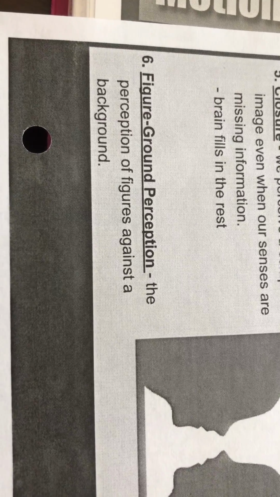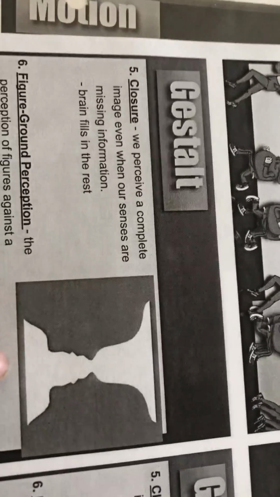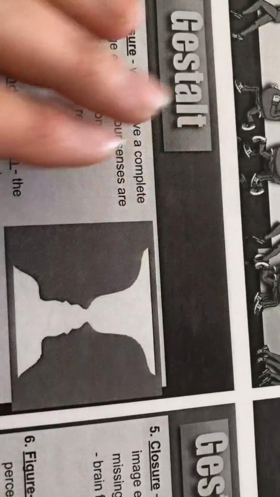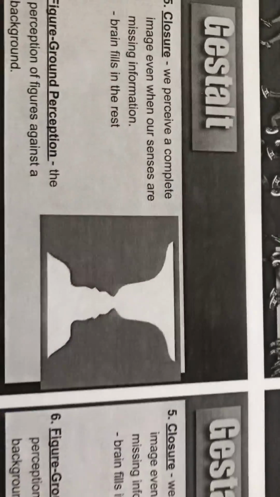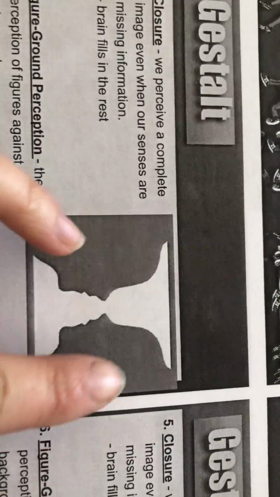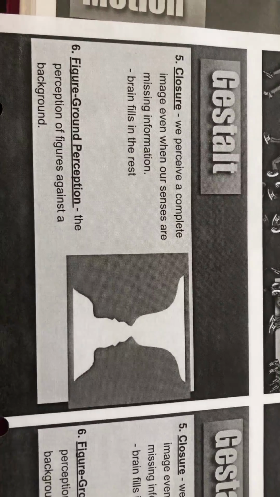The next one is figure ground perception. So the perception of figures against a background. So here, this is the famous hourglass face painting. So we have a black background, and then we put this little white thing on it. It looks like an hourglass. If you stare at the white part, it looks like an hourglass, but then if you look at the black figures, it looks like 2 faces put together. So figure ground perception.